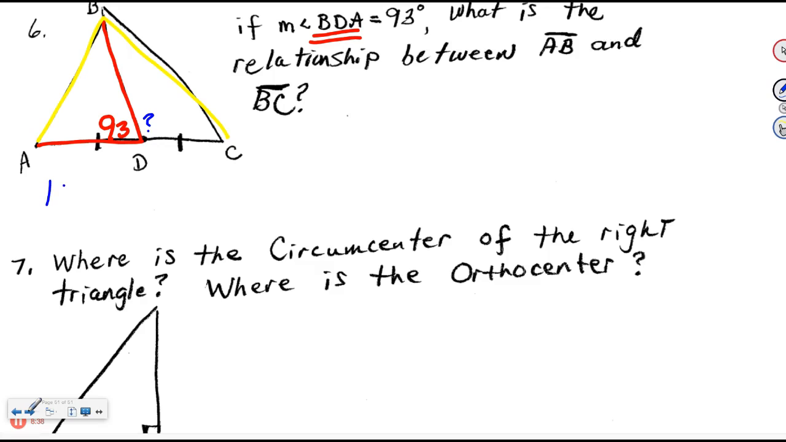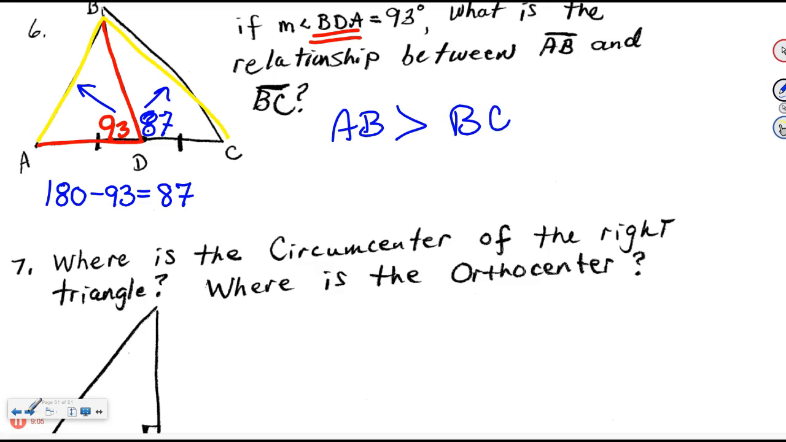So remember when we did it on the homework, we'd say, well, they make a line together. So I'm going to subtract the one they gave me from 180. So the question mark is an 87. So when it asks what is the relationship between AB and BC, because 93 is bigger, AB is bigger than BC.